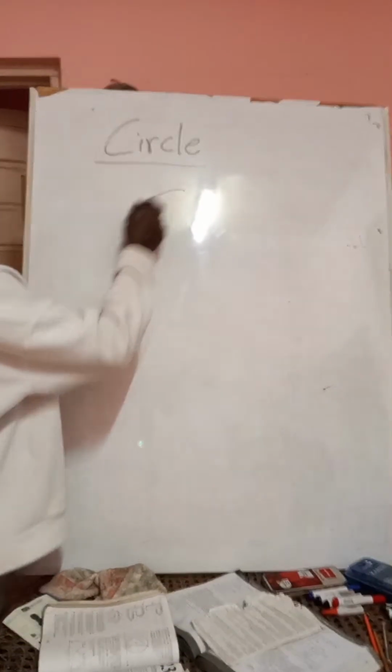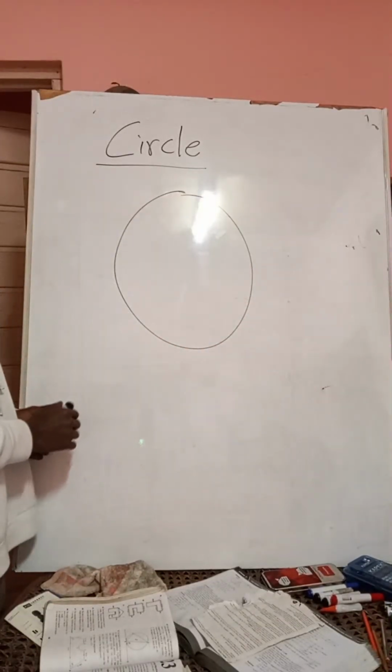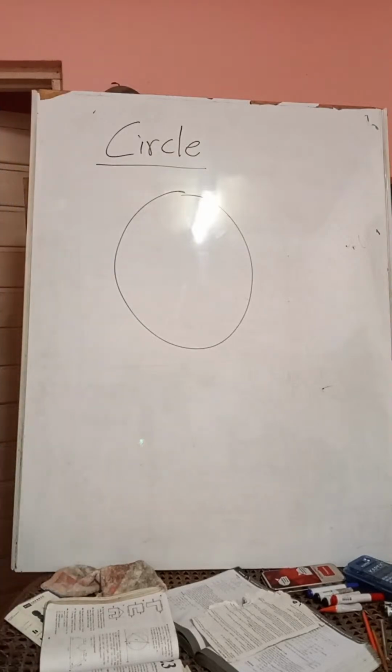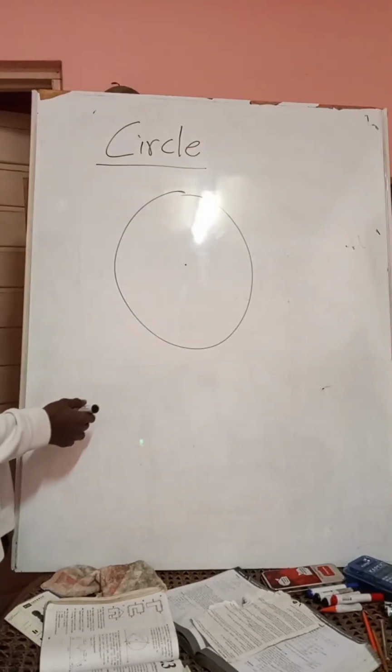You know that for a circle the distance around it is called what? It's called circumference or perimeter, right? So circumference or perimeter. This is the center of a circle. Everybody knows it's called center.